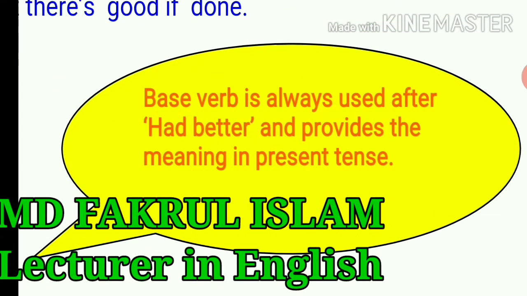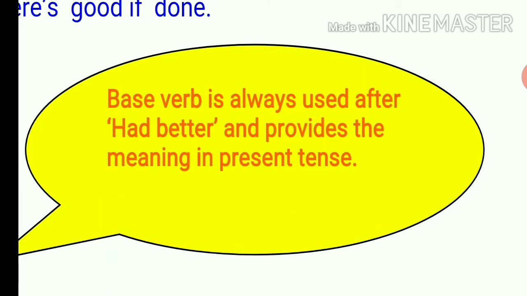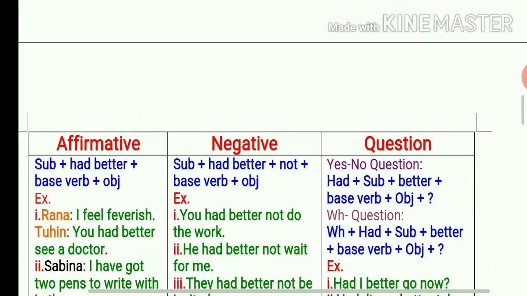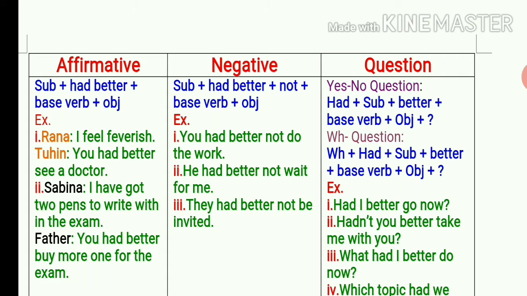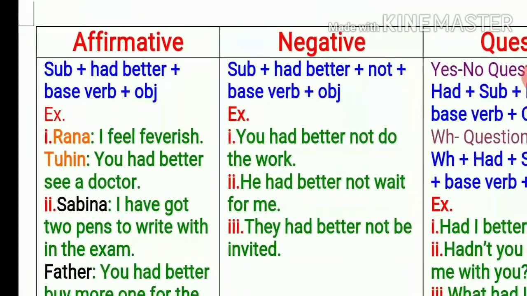Mentionable here: the base verb is always used after had better, and it provides the meaning in present tense. Had better may be used in affirmative statements, negative statements, and in questions. In affirmative statements, the structure of had better is: subject plus had better plus base verb plus object.